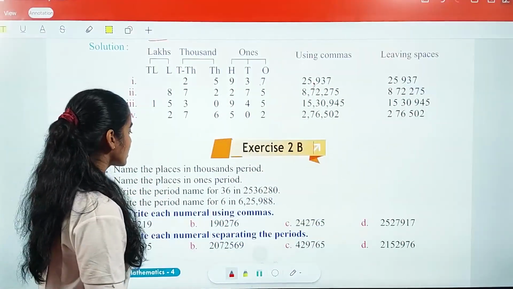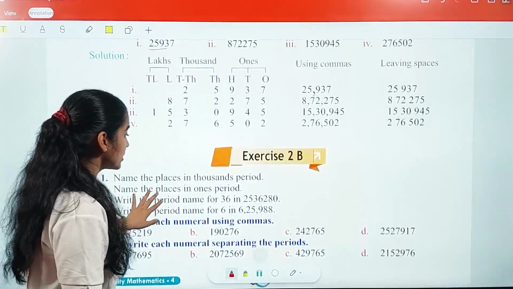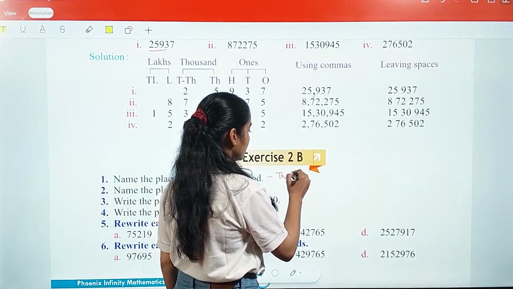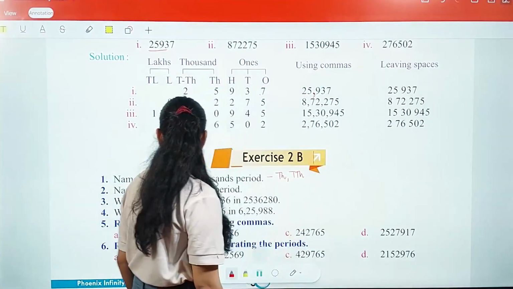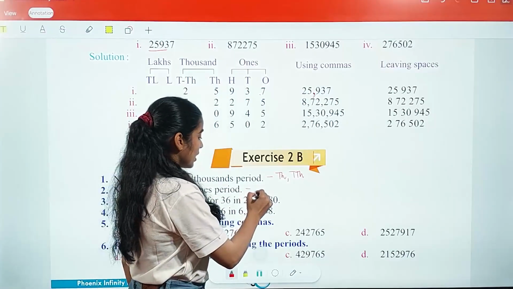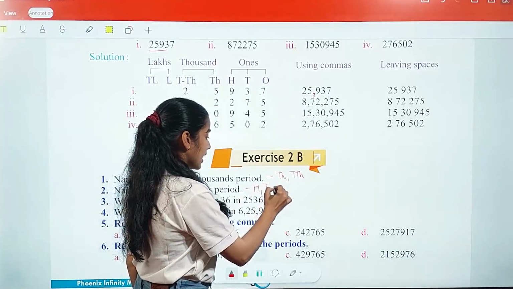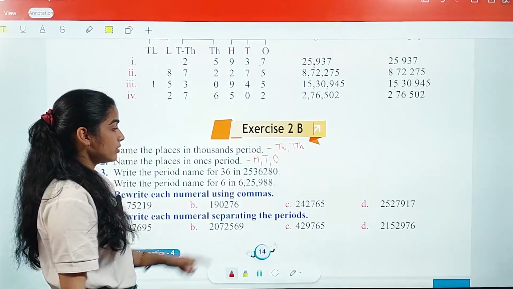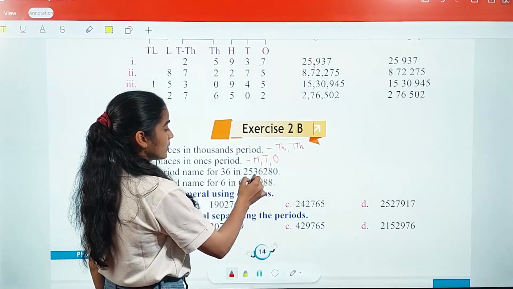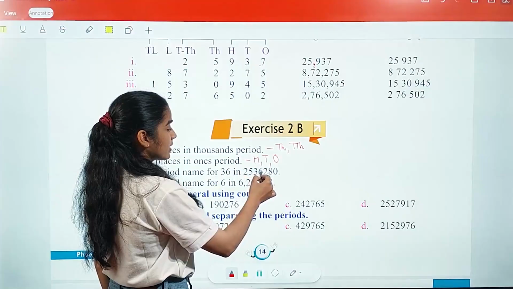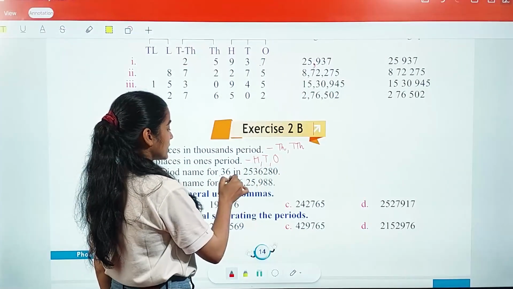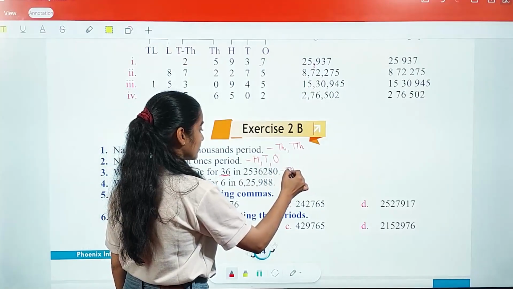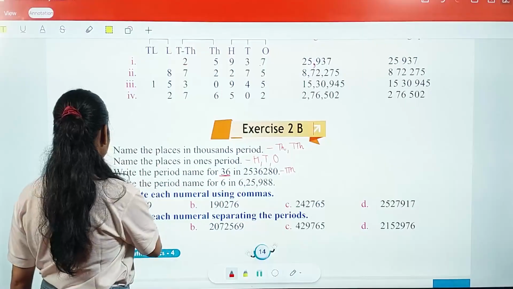Name the places in the thousands period. Name the places in the ones period. So in the thousands period we have 1,000 and 10,000. In the ones period we have 100, tens and ones. Write the period name for 36 in 25 lakh 36,288. So we have to check 1, 2, 3, 4, 5, 6. So you can say 25 lakh 36,288. What is the period for 36? This is 1,000, 10,000. Okay. So you can do the next one on your own.